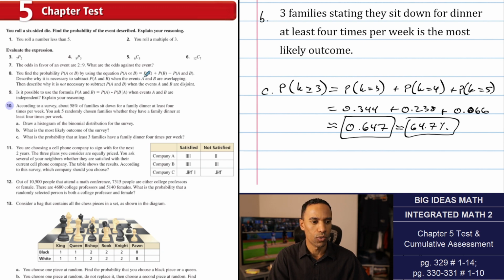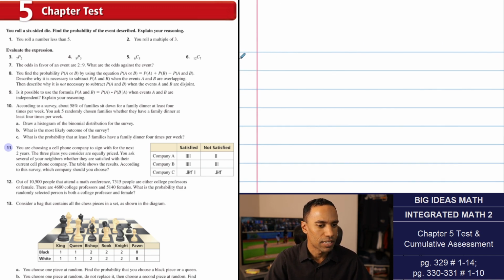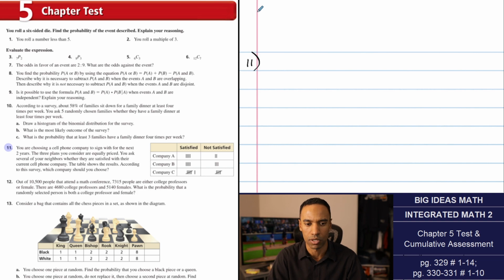Let's move on to number 11. You're choosing a cell phone company to sign with for the next 2 years. The 3 plans you consider are equally priced. You ask several of your neighbors whether they're satisfied with their current cell phone company. The table shows the results according to the survey. Which company should you choose?